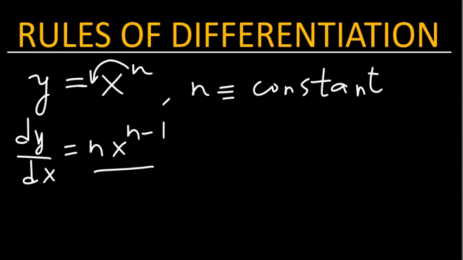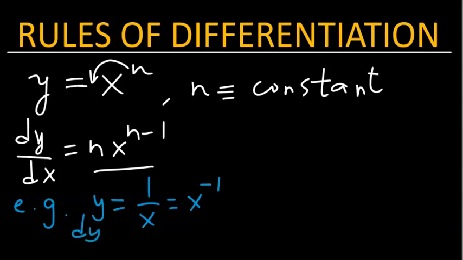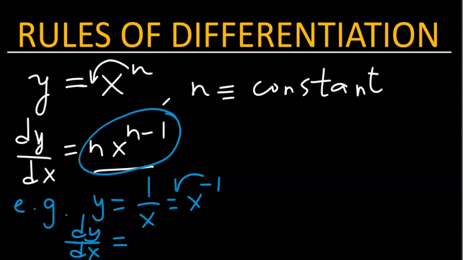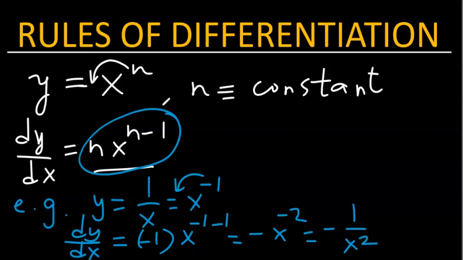Let's apply this rule to some specific examples. Let's assume y is 1 over x. So 1 over x is quite simply x to the power minus 1. And we want to differentiate y with respect to x now. Following that rule, minus 1 gets to the front, so it's minus 1, and the power of x will be reduced by 1. So minus 1 minus 1. So the answer is minus x to the power minus 2, or quite simply minus 1 over x power 2.